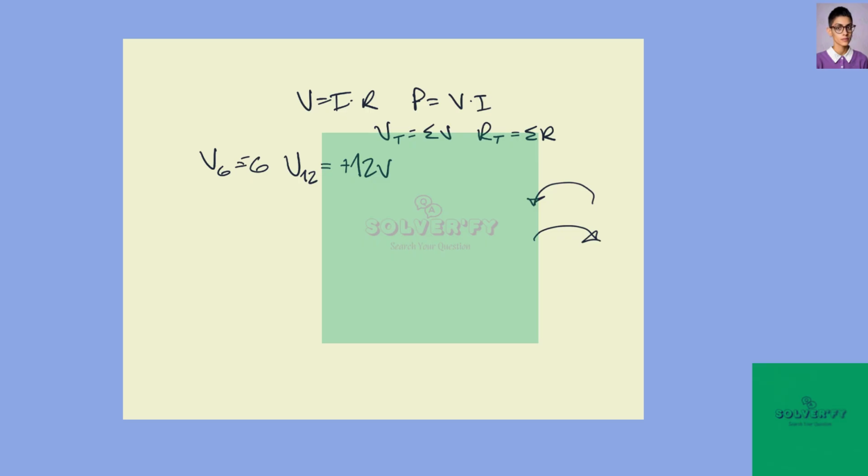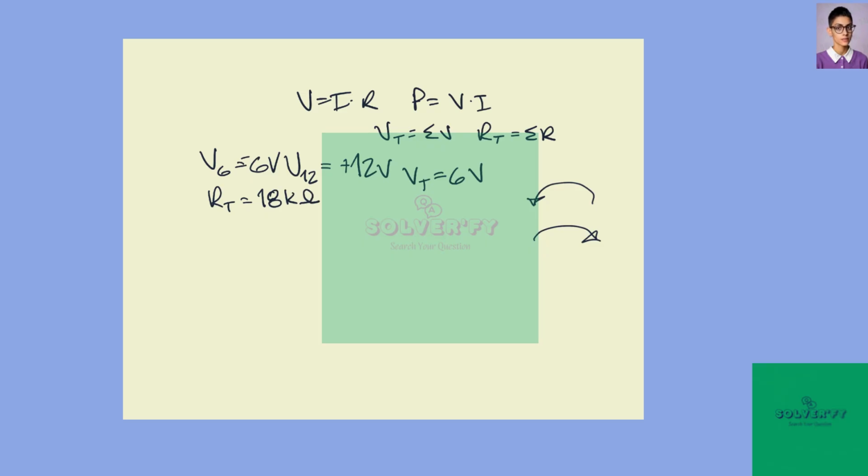It's kind of hard to keep track of, but if you keep that understanding that if it's absorbing power, then it's going into the positive terminal, that'll help. So V6 is minus 6 volts, and V12 is 12 volts. So the total voltage is equal to 6 volts. And then the total resistance, if I add up all the resistors going around, is equal to 18 kiloohms.